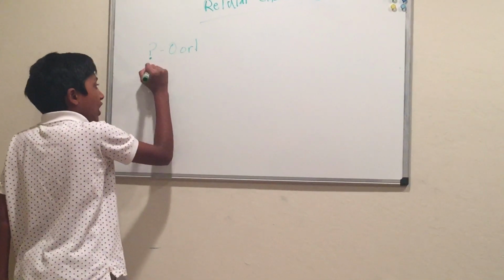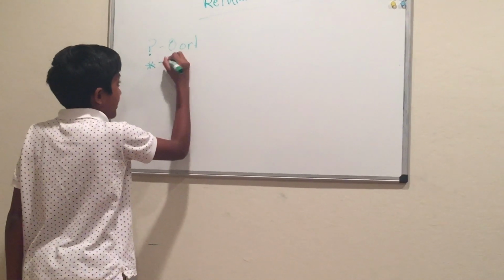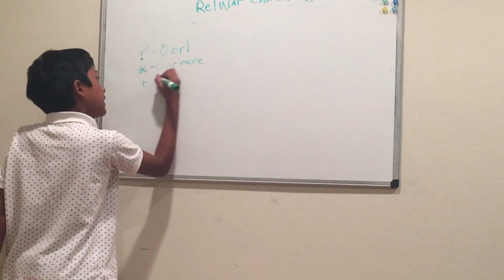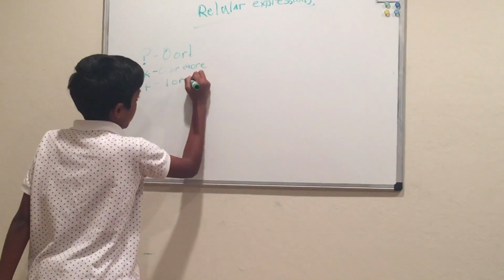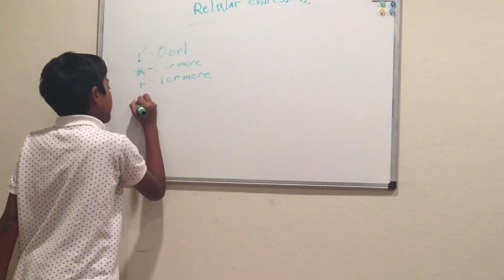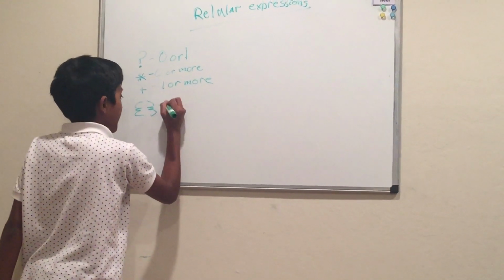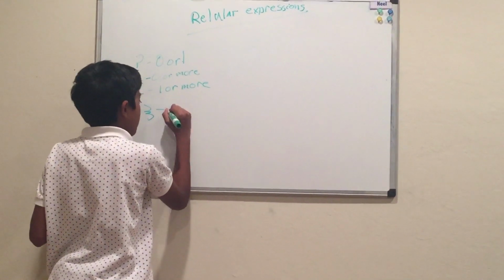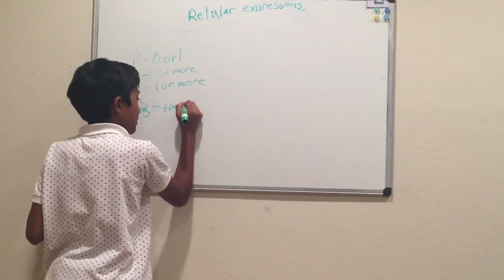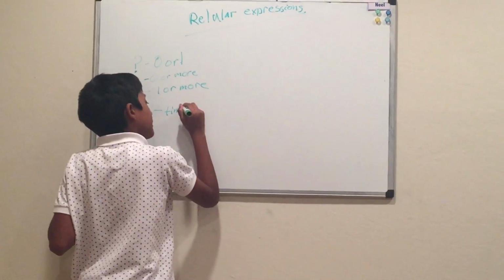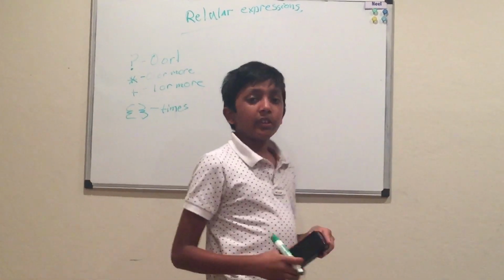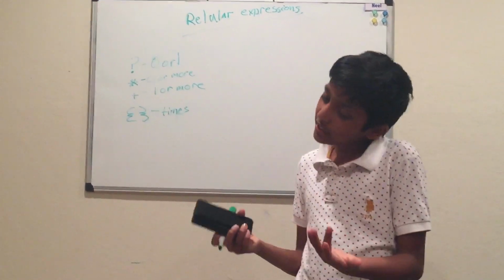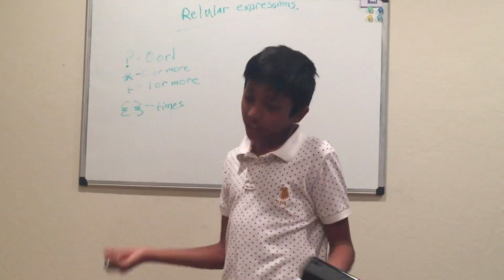And then the star sign is 0 or more, so from 0 to infinity. Plus is 1 or more, 1 to infinity. And then you have curly braces. Whatever's inside this is how many times you do something. So if you have 1 and you don't want to write 1, 1, 1, 1, 1 100 times, because that's your pattern, it would be 1 and then curly brackets 100.